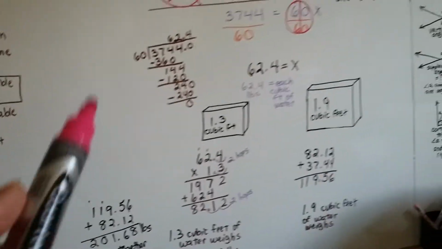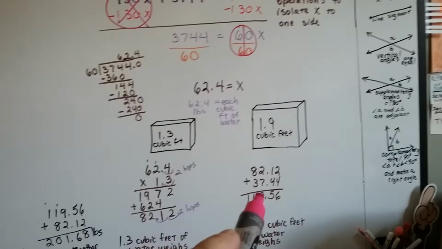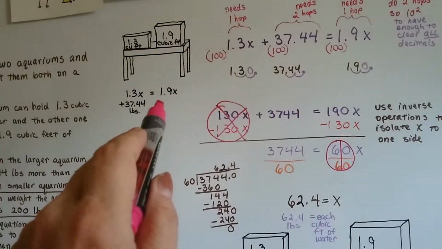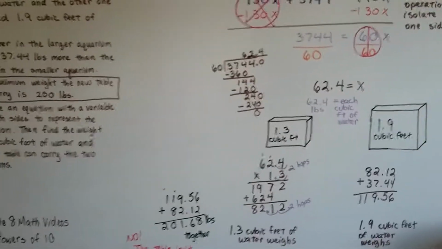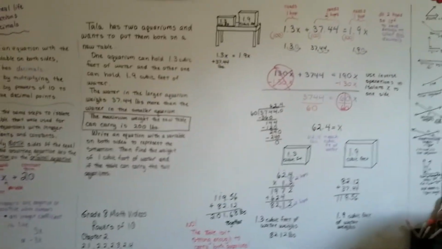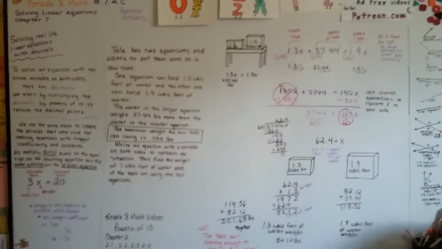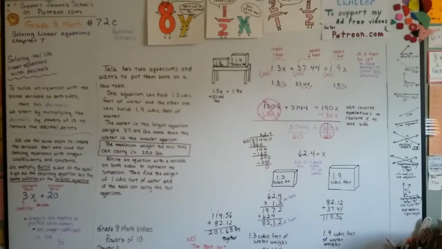All right, we could have also just multiplied 1.9 times 62.4 and gotten that answer. But I knew that it was just 37.44 more than this one, so I just added them together. So do you see how we can use linear equations, with or without decimals, to help us solve real-life problems? And it's easier, isn't it?